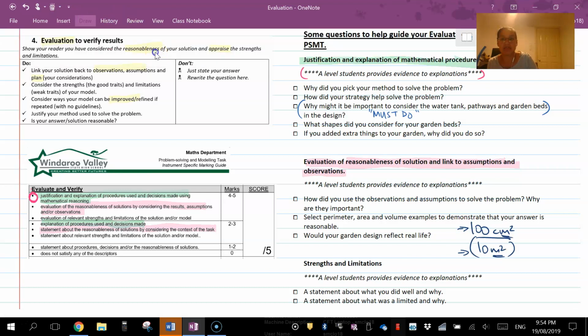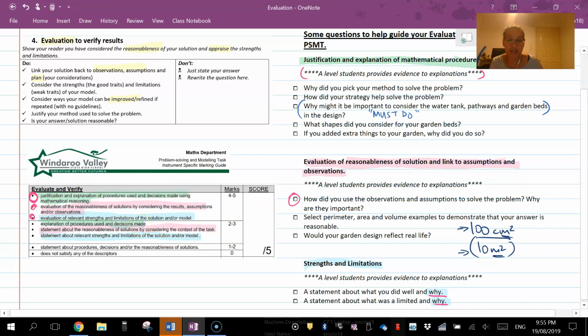So again, evaluation, finding the pluses and minuses within the strengths and limitations of the solution or model, and just a statement. So if you just said something that was done well was blah, it's going to give you that statement and a statement about why it was limited and why. That's what's going to give you your higher marks. Is why is it important? Because it's that evaluation again. All right, so hopefully that helps guide your evaluation.